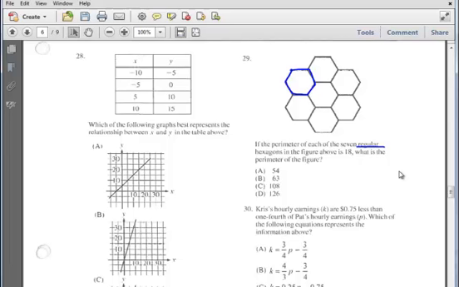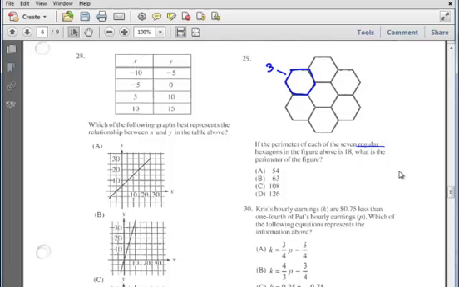How many sides are there? 6. So if the whole perimeter is 18, and you know it's regular, all the sides are the same length, how much is this little side right here? 3. Yeah, it's going to be 18 divided by 6, or 3. Does that make sense? Yeah. So that's a piece of information that you know, you just have to know that you know it.